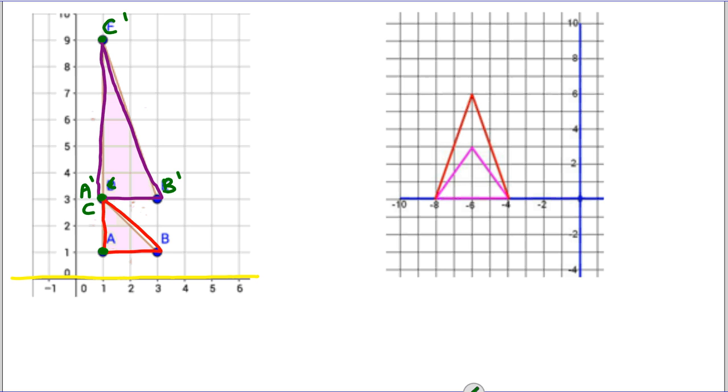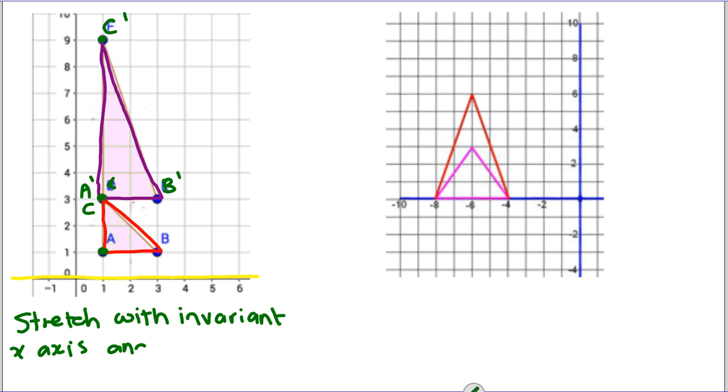So we can say it's a stretch. We've got to say it's a stretch, not translation or whatever it is. Stretch with the invariant line being the x-axis. So I'm going to say the invariant line is the x-axis. And my scale factor is 3, because each point on the image is 3 times as far from the invariant line as the object. So what we're saying is that the red object maps onto the purple image.